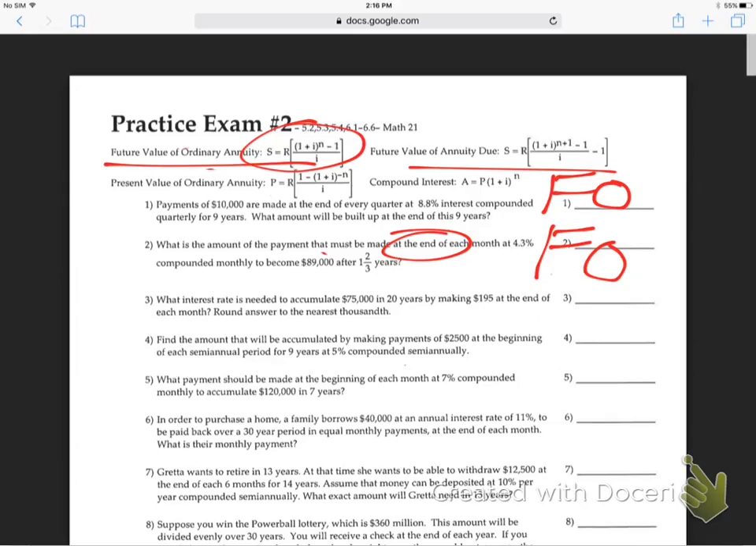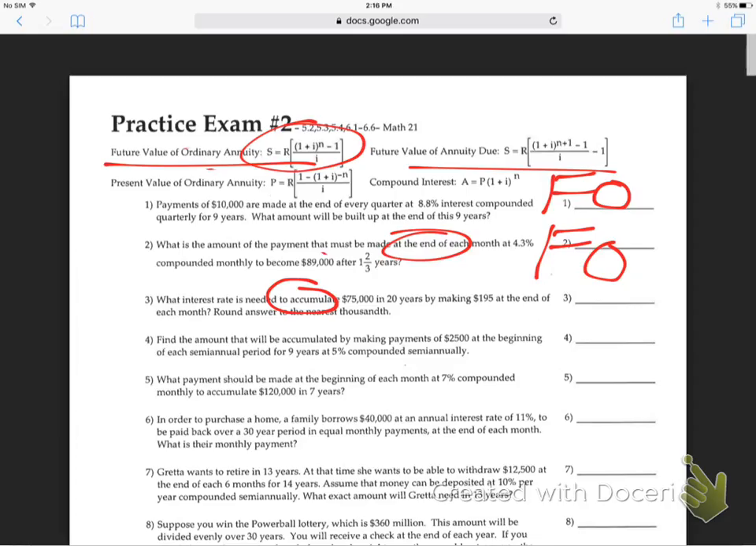What interest rate is needed to accumulate 75,000? So ask yourself, are we building up or pulling off? Building up. To accumulate. That's building things up. If you're accumulating wealth, you're building it up. So where's the pile? Are we coming off a pile now or building up for a pile later? Building up for a pile later.